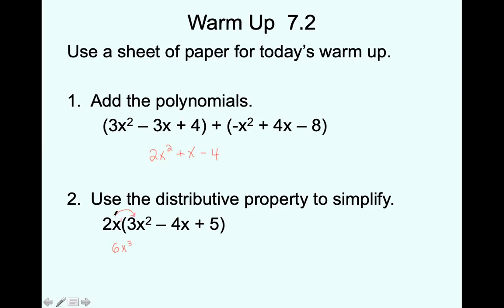All right, then I'm going to multiply 2x times negative 4x. Positive times negative is negative. 2 times 4 is 8. And x times x is x to the first times x to the first, which would be x to the 1 plus 1, which is 2. And then last, 2x times 5 would be a positive 10x.